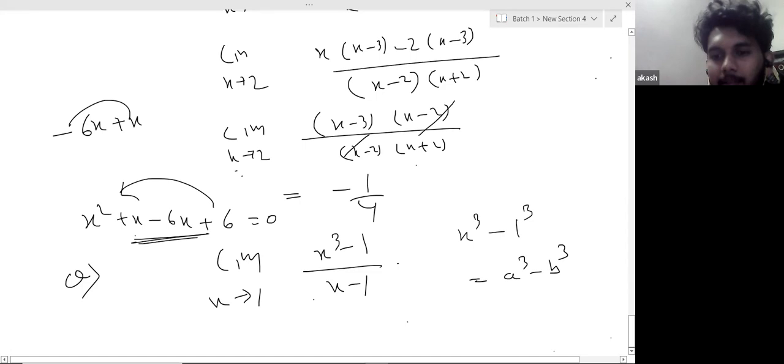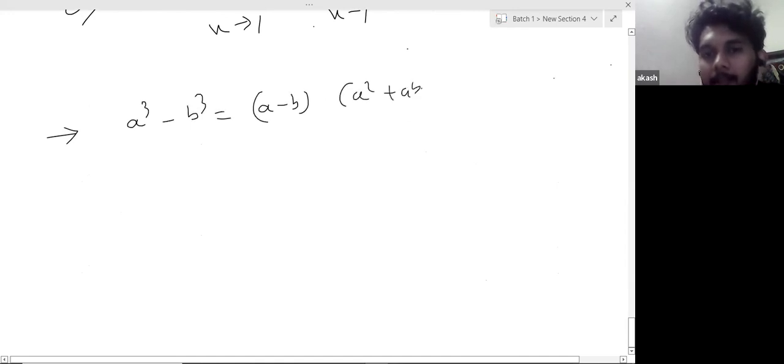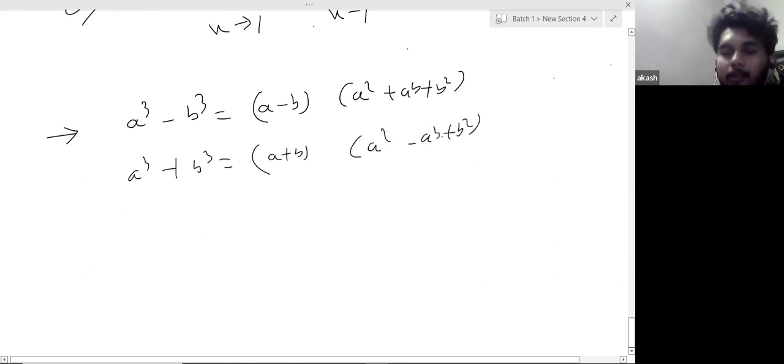Old classes. All right. This formula you are going to use a lot in class 12, so you better remember this. A cube minus b cube is a minus b into a square plus ab plus b square. And a cube plus b cube is a plus b into a square minus ab plus b square. Very important formulas. All right, write it down.